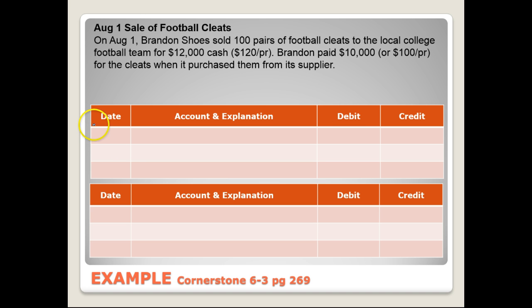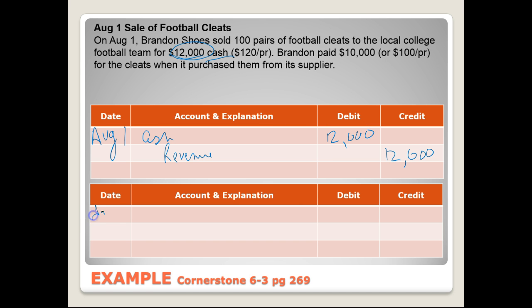Remember, we've got to have a revenue journal and an expense journal. So what would our revenue journal be? Well, we know we definitely want to credit a revenue account for the amount of the sale. This was the purchase price, so $12,000 is the revenue. And how did Brandon get paid? Well, it said it was for $12,000 cash, so we know there must be a debit to cash of $12,000.